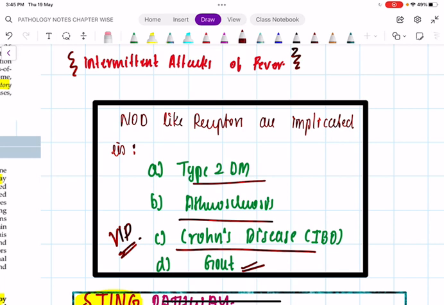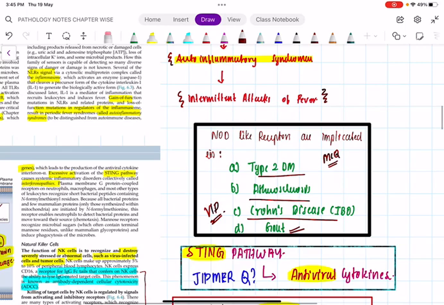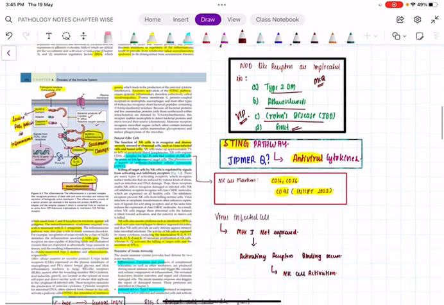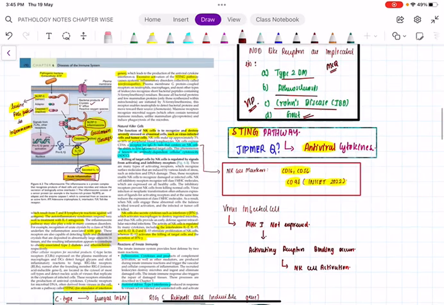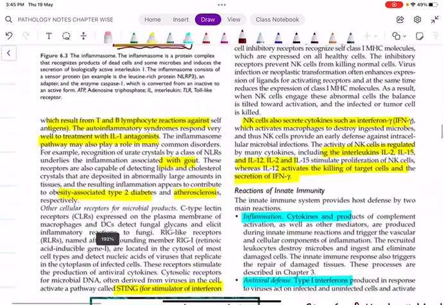So please remember these 4 diseases. These 4 diseases have been mentioned in your Robbins 10th edition. You should remember this for sure. You may expect any type of MCQ from this. So I hope you are clear with the pathway. Now let us see the other types of receptors.